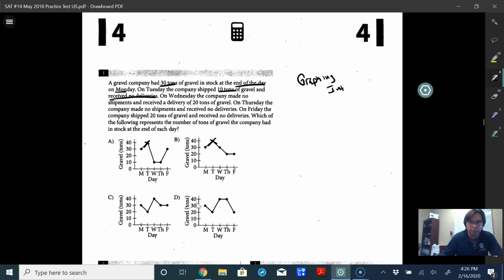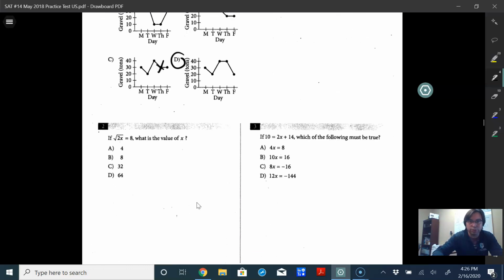So those remain intact. On Wednesday, the company made no shipments and received a delivery of 20 tons. So that means there's a plus 20 there, and on Wednesday we see it going back up. On Thursday, the company made no shipments and received no deliveries. That's where you see this piece is wrong, and we see D is the answer choice. As you go in, you want to do peeking at these answer choices. It's a very simple problem, but one we want to make sure we get right by going through and eliminating answer choices.